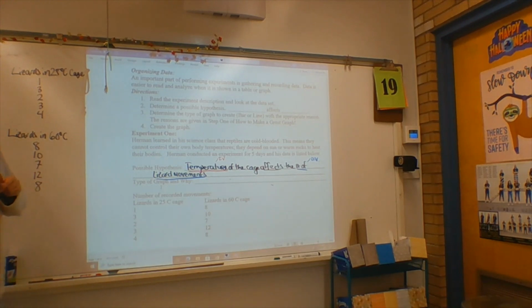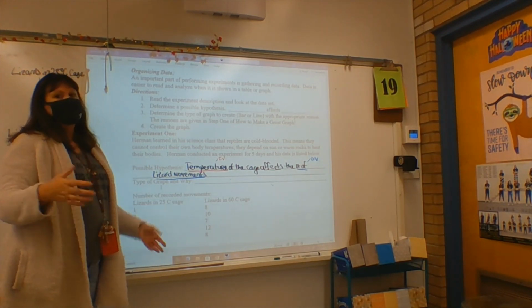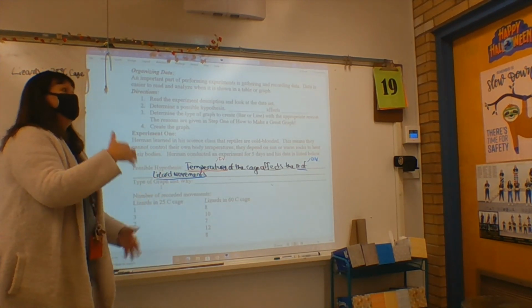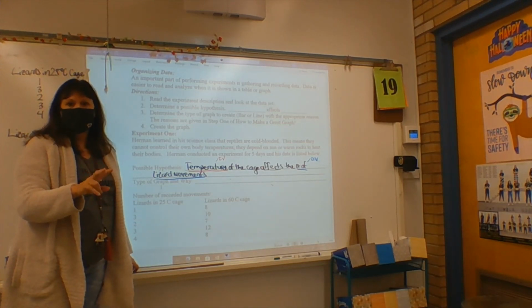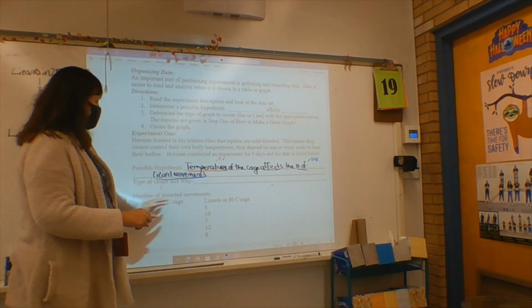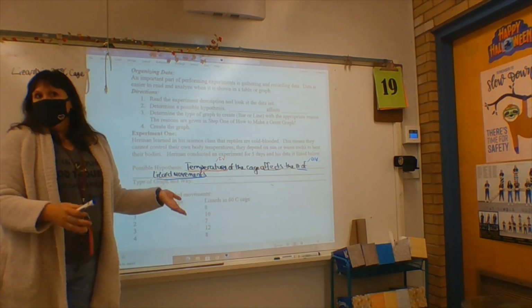Okay, so now our decision is what kind of a graph are we going to make? So if you opened up to how to make a great graph, and we can't project all of this because we don't have that capability, we have 2 reasons why we make a line graph, and we have 2 reasons why we make a bar graph. So we're going to take a look at this data set. Okay, we're going to take a look at whether we would make a line graph.